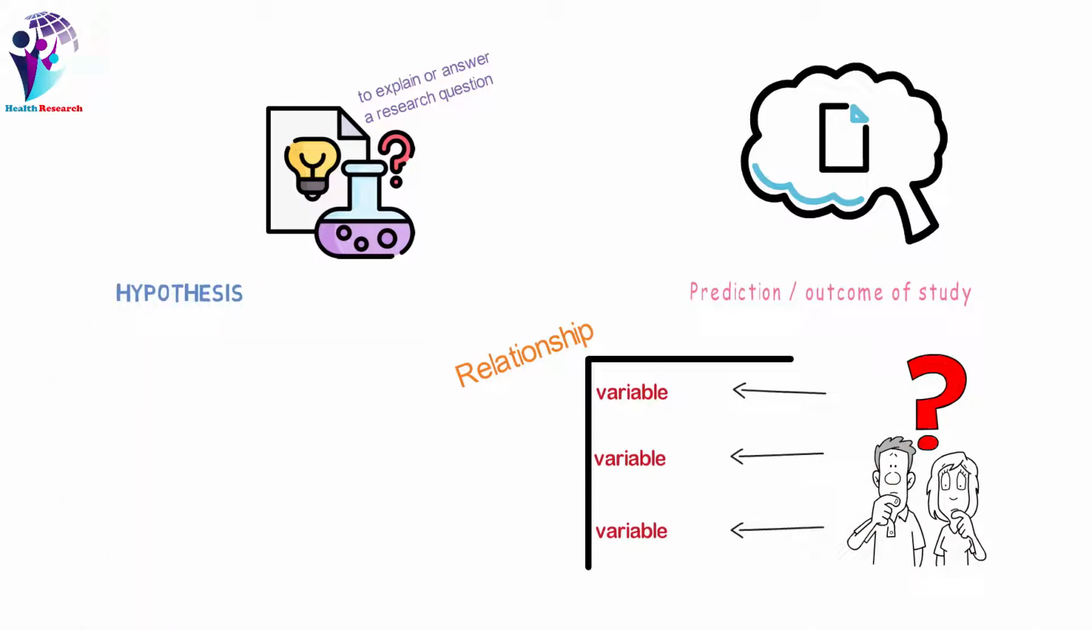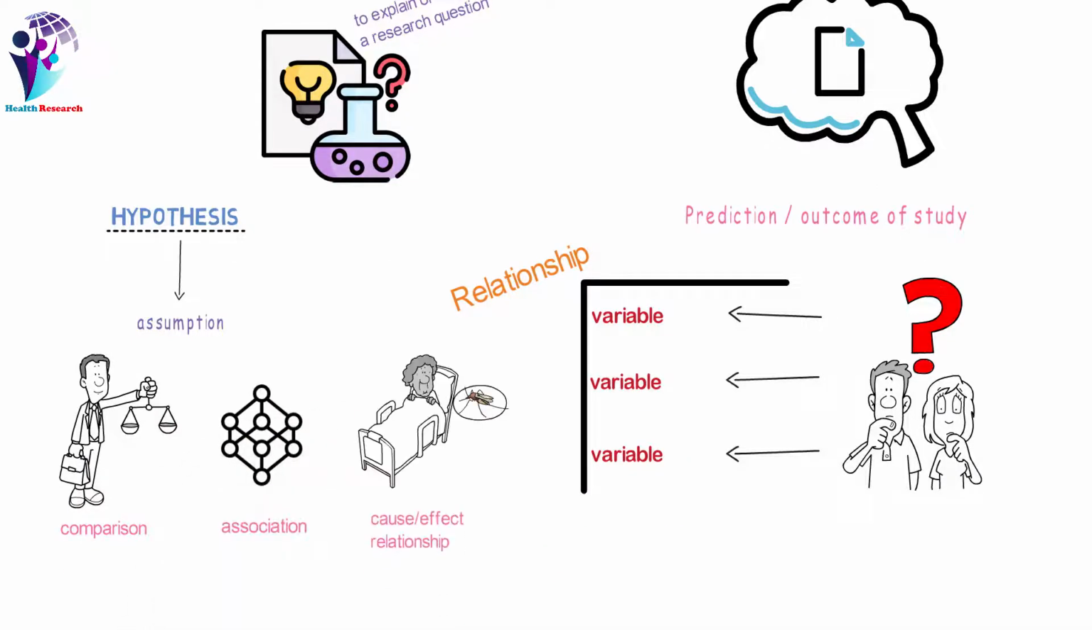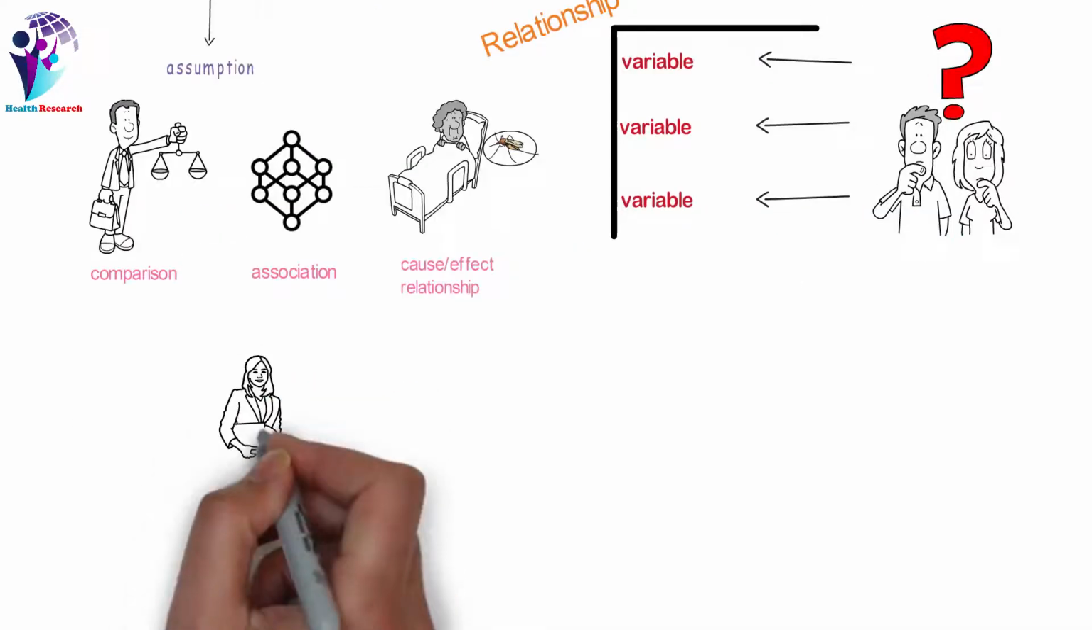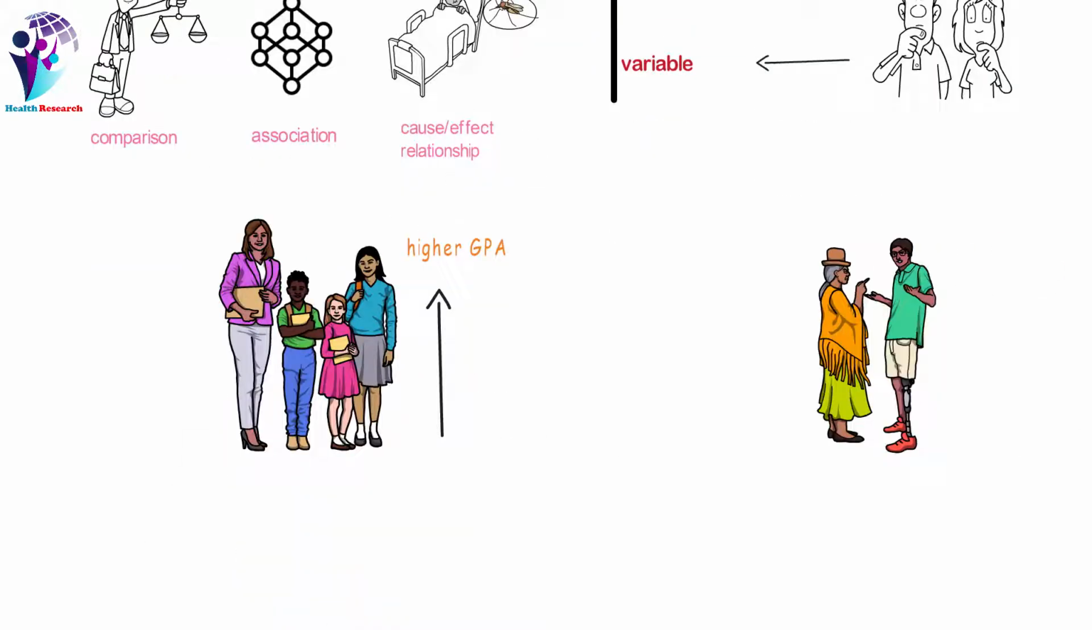A research hypothesis is a statement of relationship for comparisons, associations, and cause and effect relationships. For example, the mean high school GPA is higher for students whose parents graduated from college than it is for students whose parents did not graduate from college.